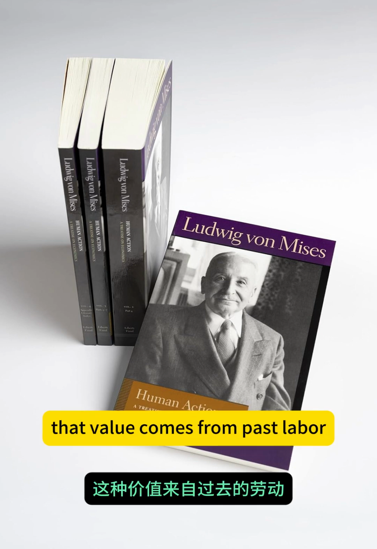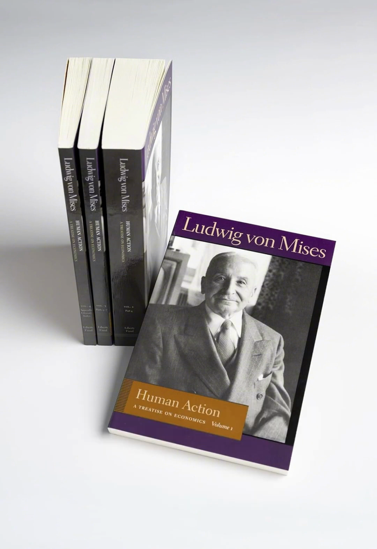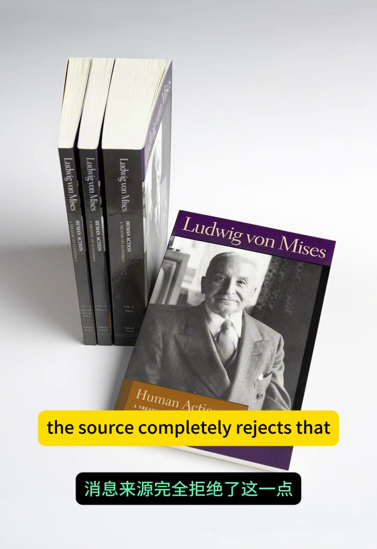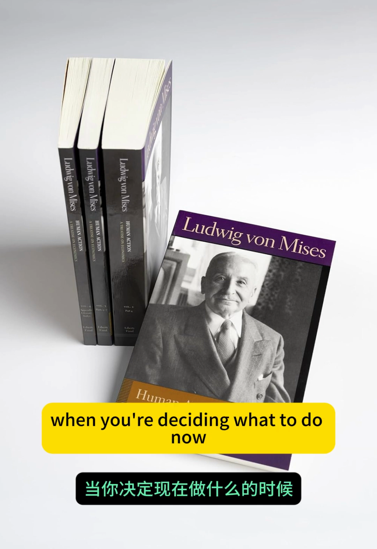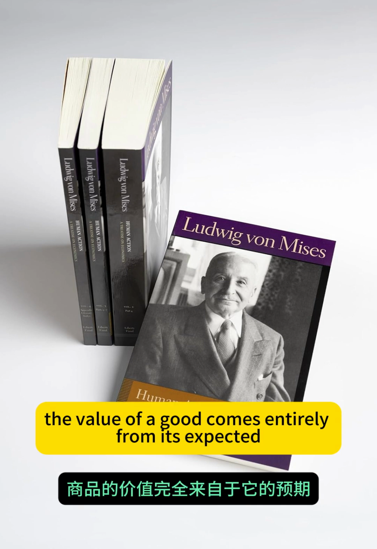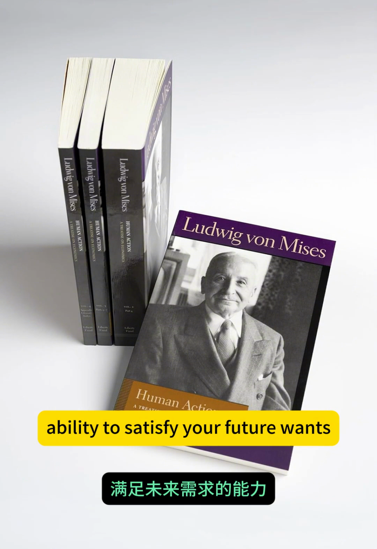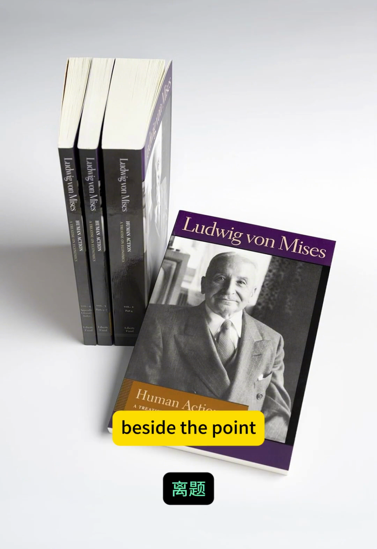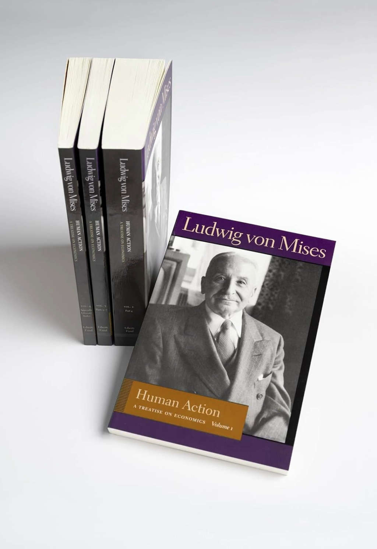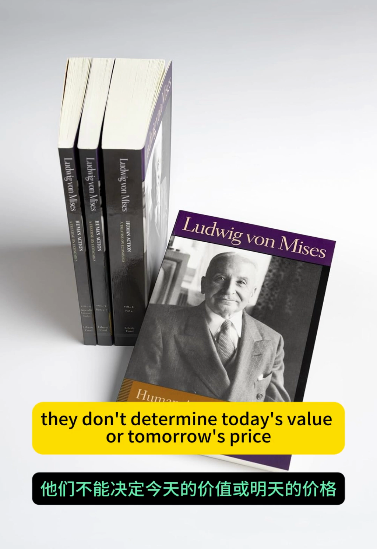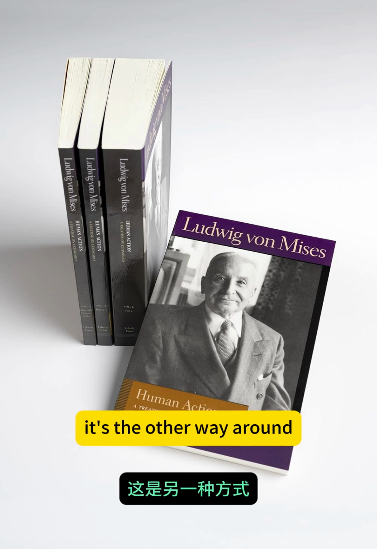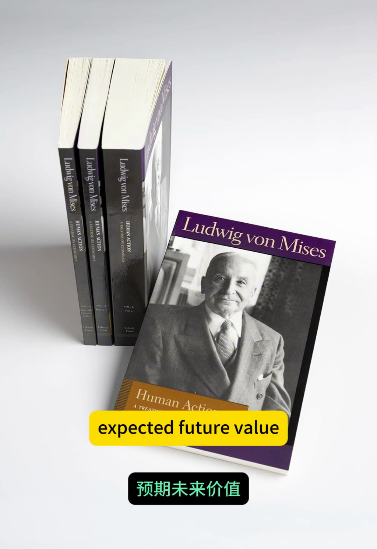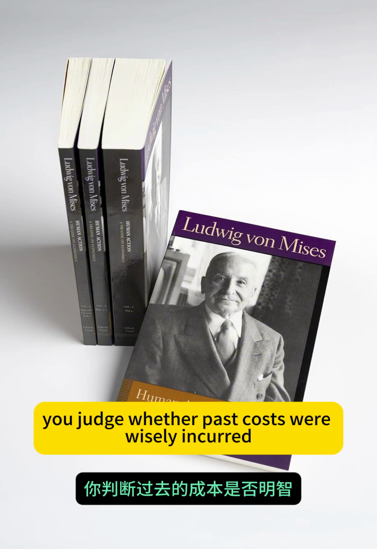What about the old idea that value comes from past labor? How much time went into making something? The source completely rejects that from a praxeological standpoint. When you're deciding what to do now, the value of a good comes entirely from its expected ability to satisfy your future wants. The labor, the time, the resources sunk into it in the past, that's beside the point, part of the dead past. Those past costs are sunk. They don't determine today's value or tomorrow's price. It's the other way around. Expected future value helps you judge whether past costs were wisely incurred.